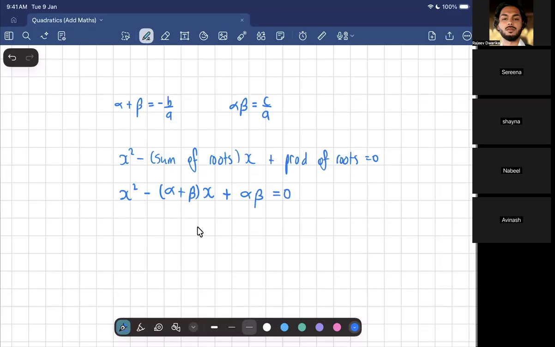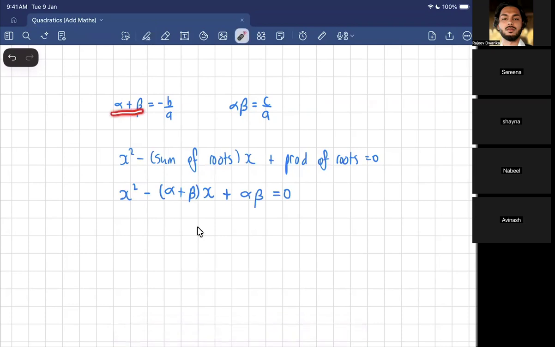If you guys understand that. Yes, sir. So this is what we have to know, right? You have to know this. The sum of the roots is represented by alpha plus beta. That's the sum of the roots. And the product of the roots is represented by alpha beta, which is c over a.